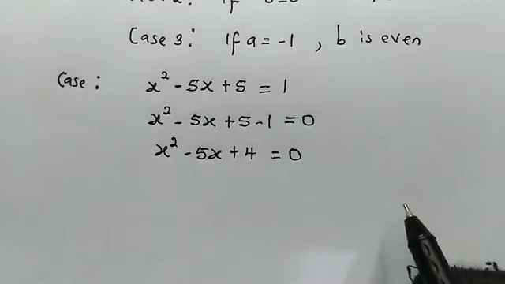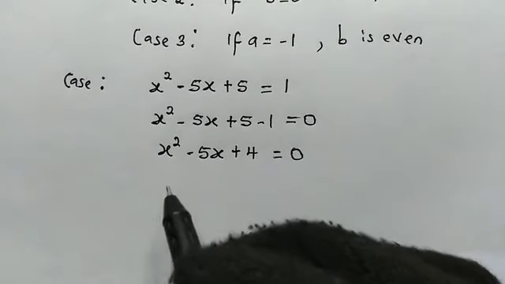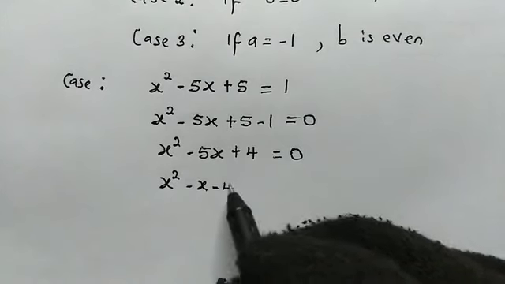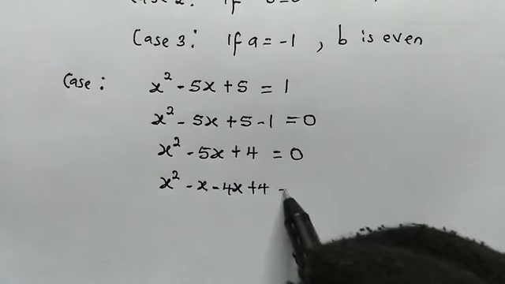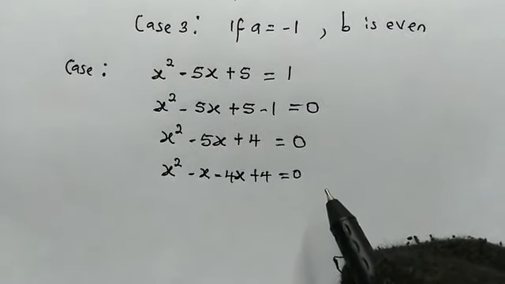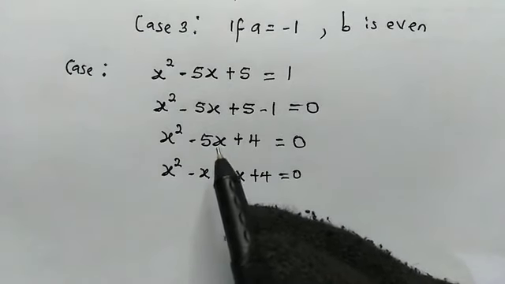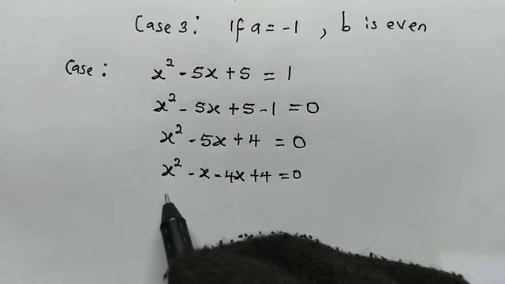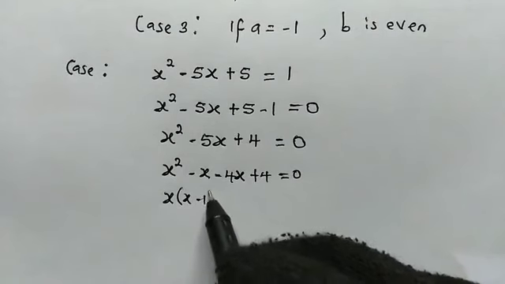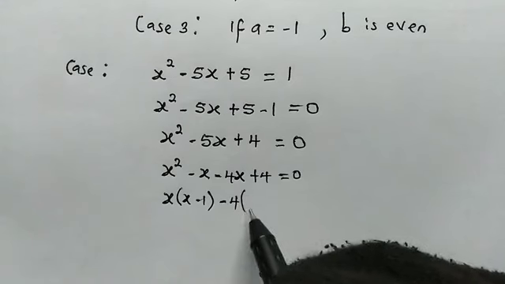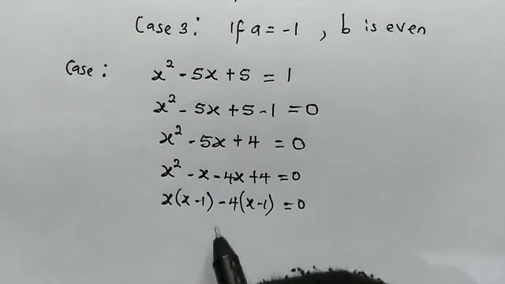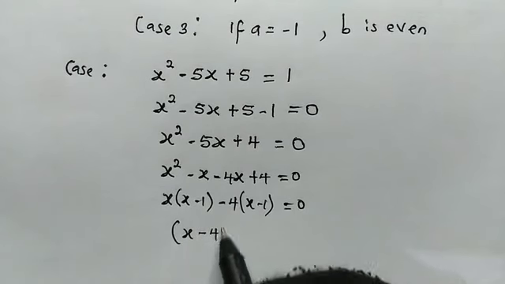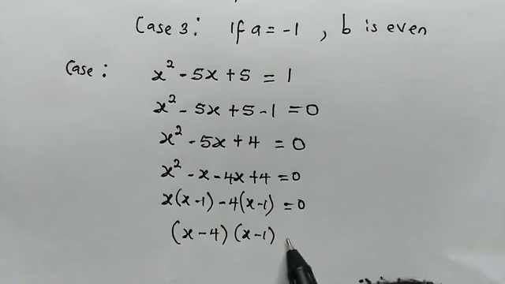Now this quadratic equation is factorizable, right? So let's see how we're going to factorize this. Here we have x squared, and -5x we need to write as -x minus 4x, then plus 4 equals 0. I'm very familiar with how to factorize a quadratic expression, because the left hand side here is a quadratic expression. From here x is common, so we get x minus 1. Here we factor out a -4, and we get x minus 1. This equals 0. So this is factorized as x minus 4 multiplied by x minus 1 equals 0.